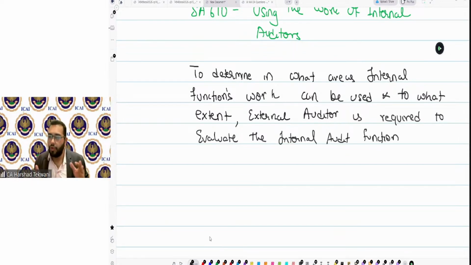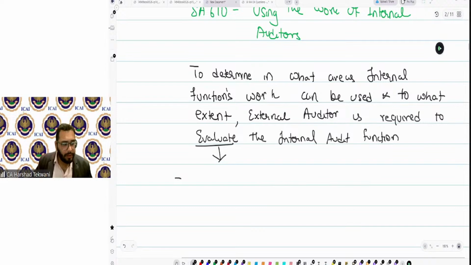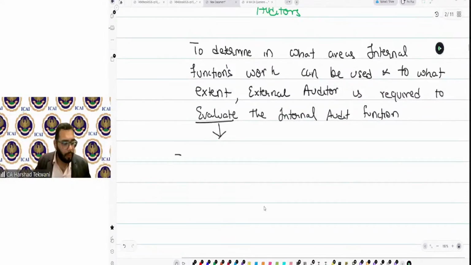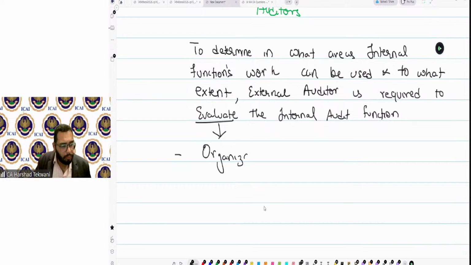And when I talk about evaluation, it's not only evaluation with respect to function, but with respect to objectivity, independence, and everything. So this evaluation is a key to identify whether internal audit can be independent or not, being an employee. There were conditions given which were supposed to be checked. First was organizational status, which means to whom they report, and how they decide their procedures and policies.